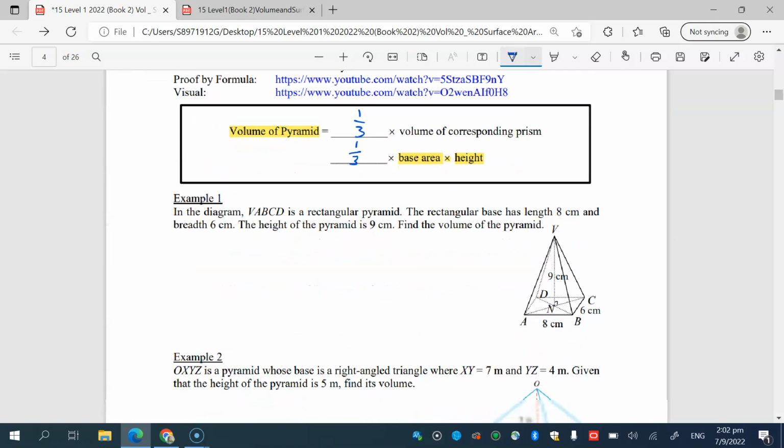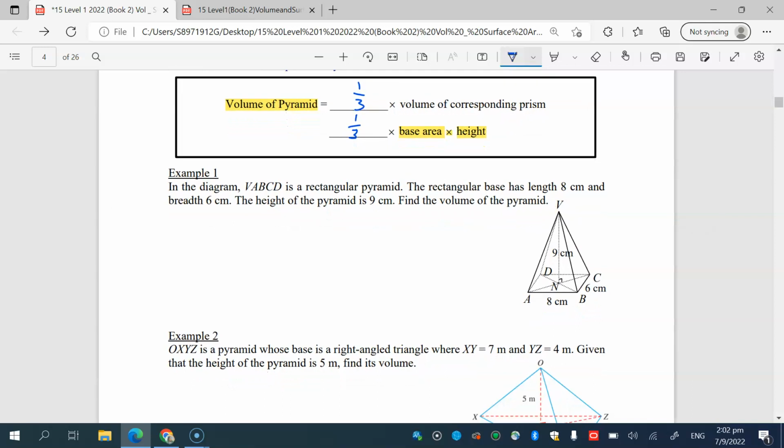Okay, so let's try this question now. In the diagram, VABCD is a rectangular pyramid. The rectangular base has length 8 cm and breadth 6 cm. The height of the pyramid is 9 cm. Find the volume of the pyramid. So all you have to do is to apply this formula. So volume of pyramid is basically 1/3 base area times height, right? So in this case, the base area is just 8 times 6, as it is a rectangle. And then the height is 9. So the answer is 144 cm cube. Don't forget the units. It's all in cm, so volume is cm cube.